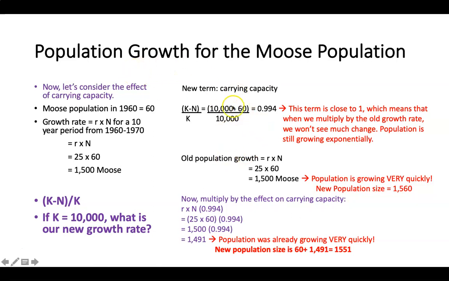So if we take into effect carrying capacity, multiply that by our old population growth rate, we can see that we get a new population growth of 1,491. That means our new population size is 1,551. It's very, very close to our previous population size. So that means that carrying capacity is having very little effect. The population is growing very quickly. In fact, the population is growing exponentially.